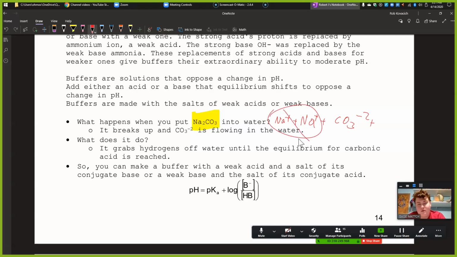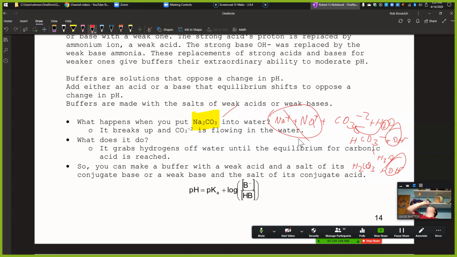Yep, because the water molecule is going to be here. It's going to grab one of those H's off. It's going to turn back into HCO3 with a minus charge and leave behind a hydroxide. What's going to happen next? This guy is going to grab another H off another water molecule and leave another OH behind. And then I'm going to have carbonic acid. That is a weak acid. So I just generated 2 OHs by adding this salt to water.